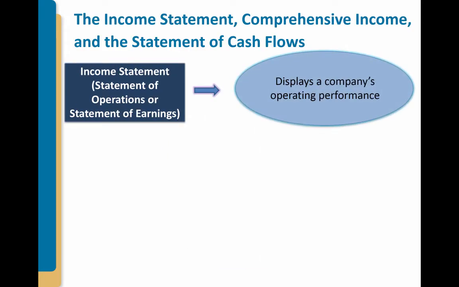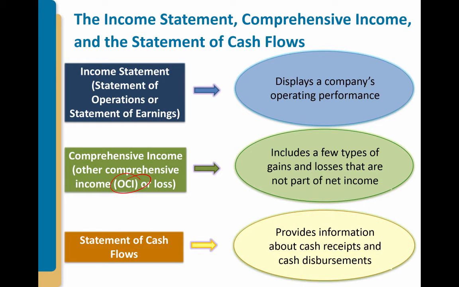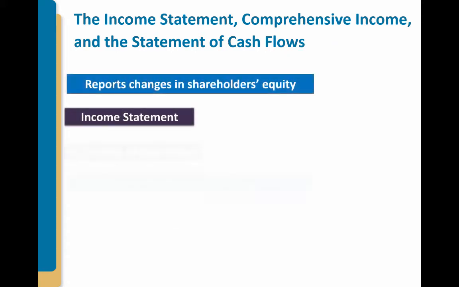So the income statement is also known as the statement of operations or statement of earnings, and basically that just tells us how well the company performed during that period of time. Our comprehensive income, or other comprehensive income as it is commonly called, basically tells us gains and losses that are normally not part of net income. And lastly, our statement of cash flows tells us where and how we spent the money, where cash receipts came in and how we disbursed the cash during the period of time as well.